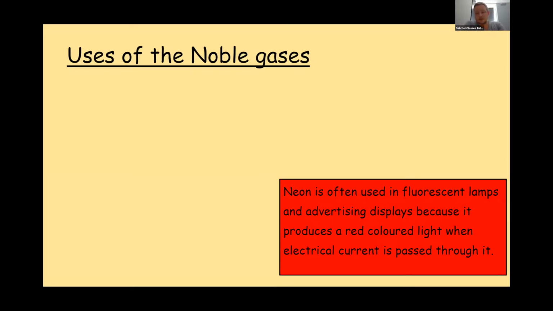Finally, neon. Neon's often used in fluorescent lamps. You've probably heard of neon signs and advertising displays because it produces a red coloured light when electrical current is passed through it at low pressure.